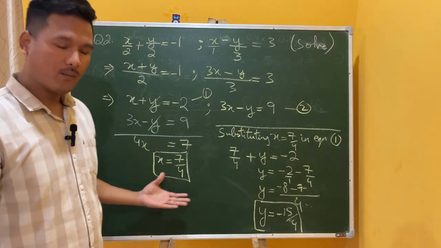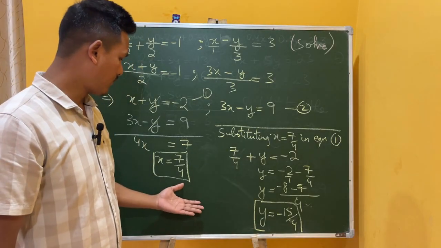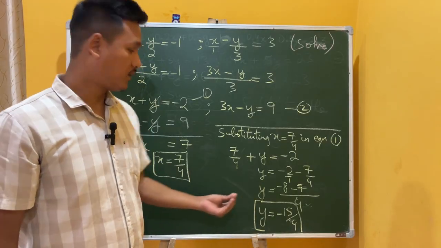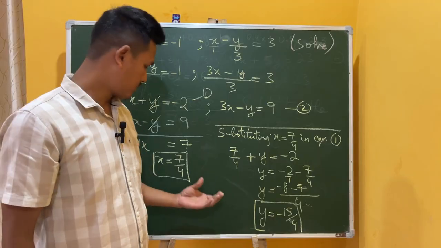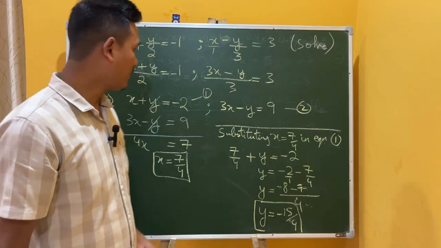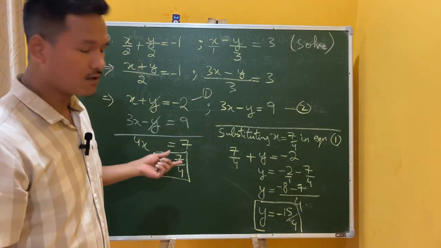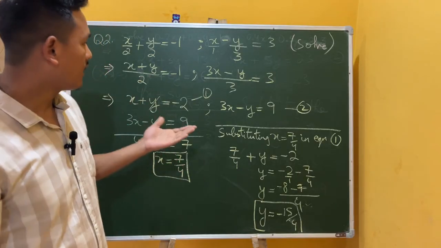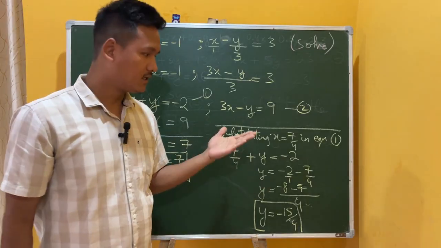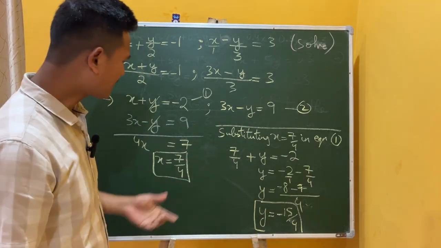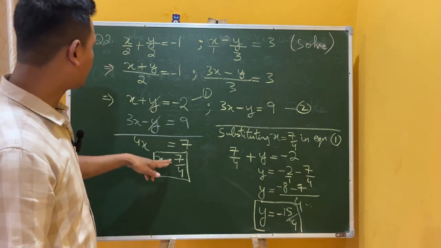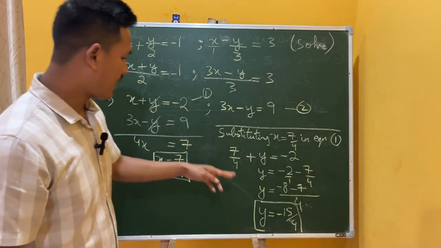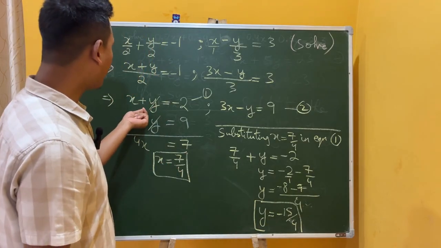So the value of x is 7 by 4 and value of y is minus 15 by 4. When you get the answer, sometimes we are also not sure whether the values which we get are correct or not. What we can do is we can simply substitute the values in the given equations and check whether left hand side is equal to right hand side or not. For example, you may put x equals to 7 by 4, and in place of y you can put y equals to minus 15 by 4 and add them.